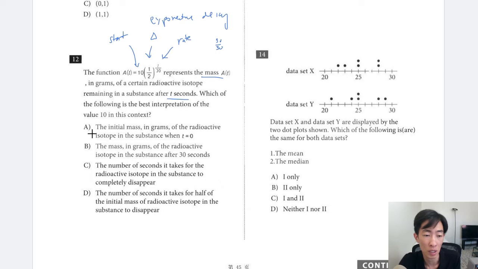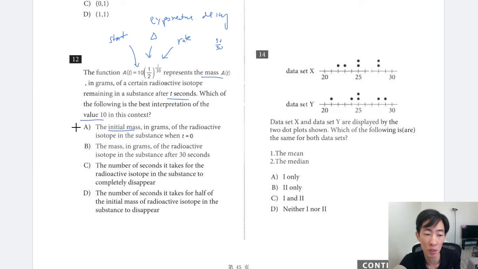So let's look at the answers. Which is the best interpretation of the value 10? The initial mass in grams of the isotope when t equals 0. Yeah, that actually makes sense, because when t equals 0, you've got 1/2 raised to 0, which is 1. So 10 times 1 is 10.